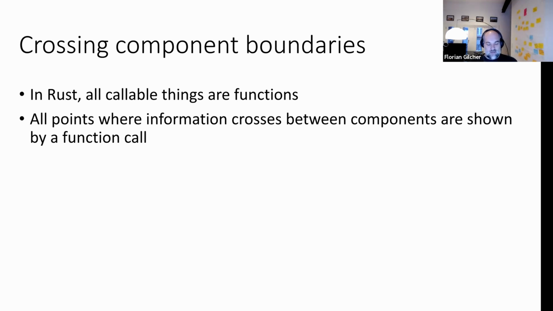That particularly means that at all points where information crosses between components, you can see that at some point through some function call. To give an example, if you're passing data between two pieces of your system through a channel, the left side at some point will call send, and the other one will call receive. And those two function signatures are interesting for you.